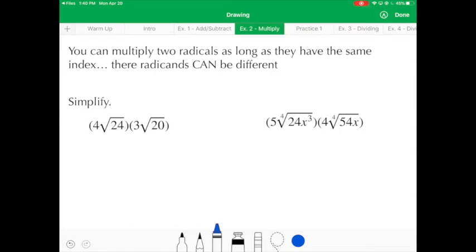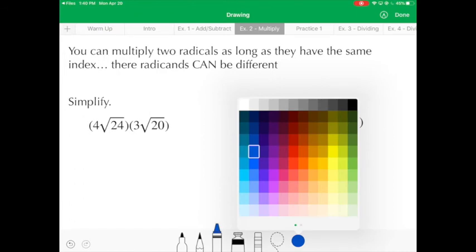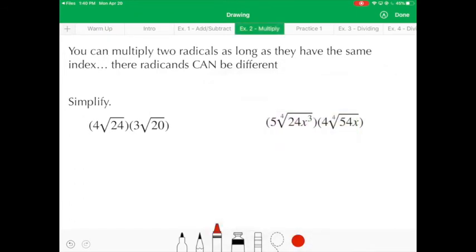All right, so first example here, I'm trying to take 4 times the square root of 24 and multiply that by 3 times the square root of 20. Okay, so first understand that anything that's outside the radicals here would get multiplied together. So I'm going to take 4 and 3, multiply those together, and then anything that's underneath the radicals will get multiplied together.